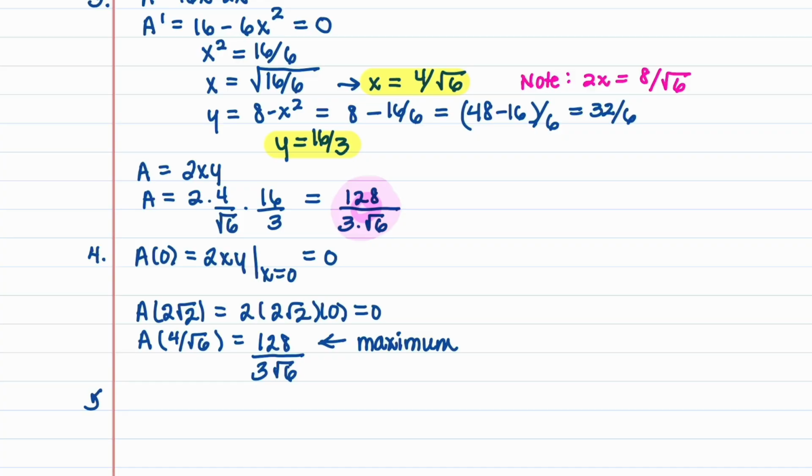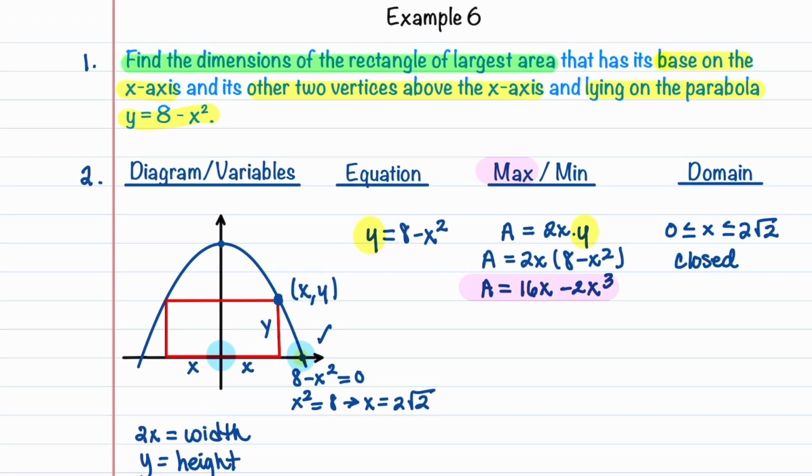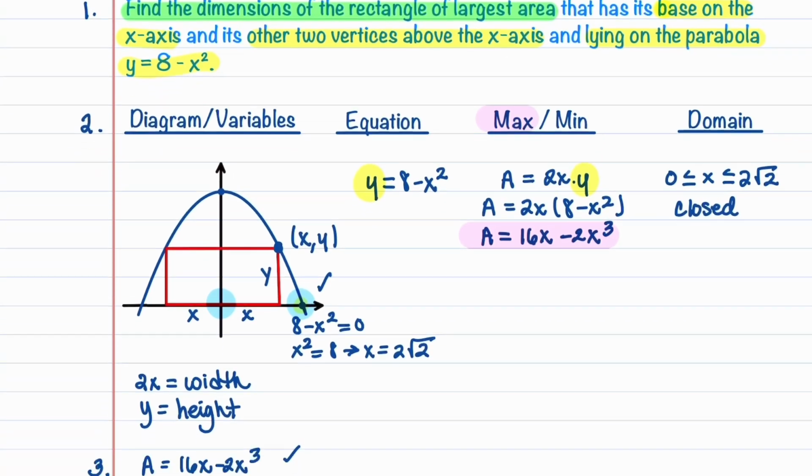Now, our last step is to reread our problem and then clearly state our answer in a complete sentence. Let's go back up to the top and look at our problem. We are asked to find the dimensions of the rectangle. So that's what we need to put in our answer.